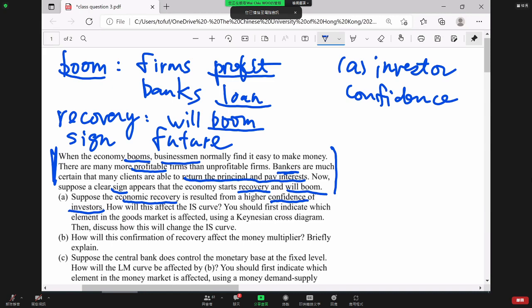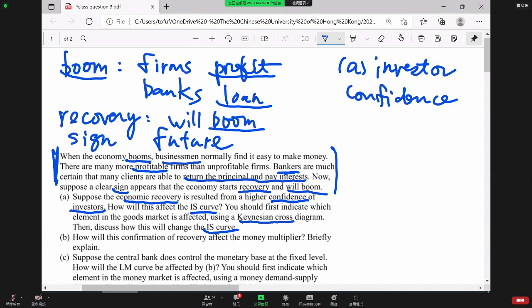Okay. How will this affect the IS curve? You should first indicate which element in the goods market is affected using the Keynesian cross diagram. That means the goods market diagram with demand equal to output, something like this, and then discuss how this would affect the IS curve for A.